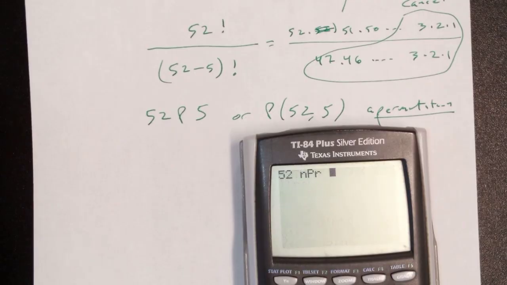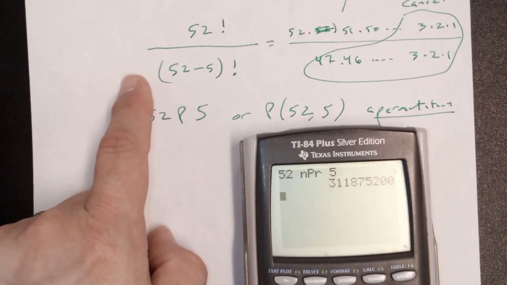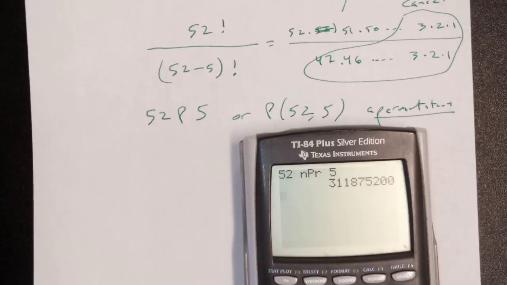If I type 52 and then I get that symbol and then I type the 5, it'll do this calculation automatically. And that's the same number you get, 311,875,200, is the same number you get if you do 52 times 51 all the way down to 48. I just did it in one fell swoop. So that's how many possible 5-card selections I can make from my deck. There's just one problem. That's not 100% accurate.